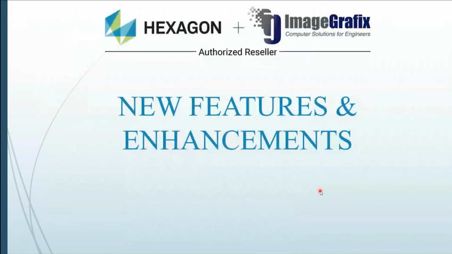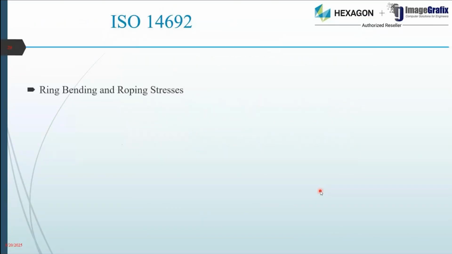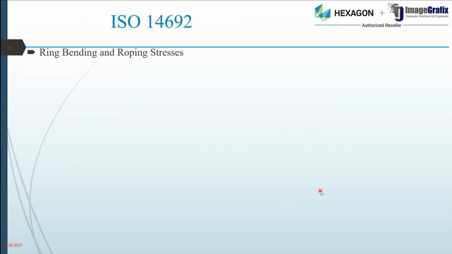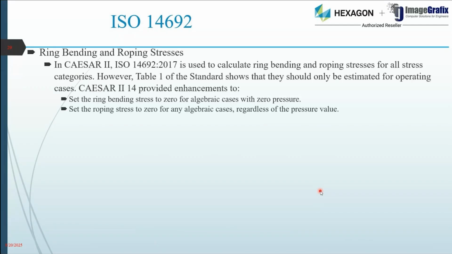So apart from the code updates, what are the other future enhancements for the users to be utilized? We'll see about it. For ISO 14692, there are not many updates to the code requirements, but the ring bending and roping stresses are requirements coming from various users using ISO 14692. What is that? Calculate ring bending and roping stress for all stress categories. However, Table 1 of the standard shows that they should only be estimated for operating cases.